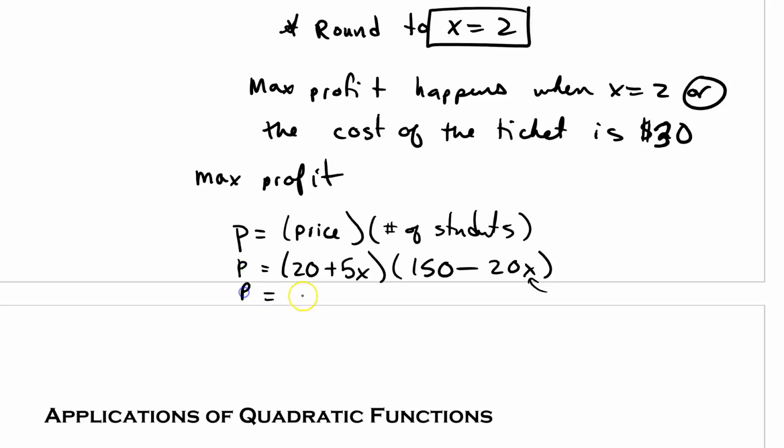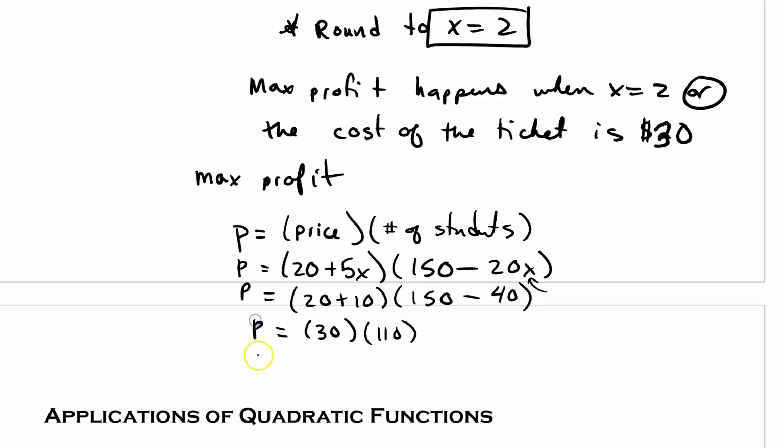So the profit will be 20 plus 5 times 2 is 10, and 150 minus 20 times 2, which is 40. So then this becomes 30 times 110. So the maximum profit is actually going to be 3,300.